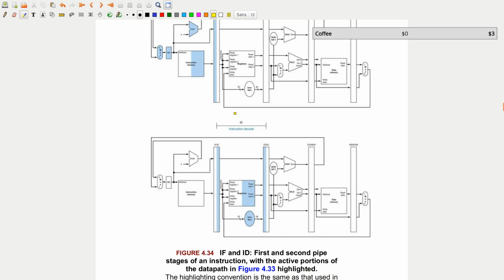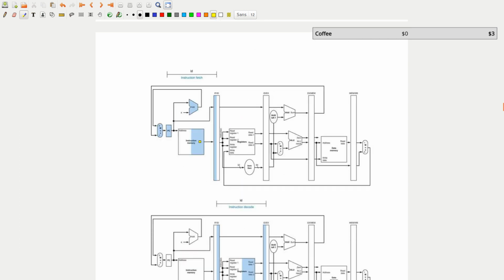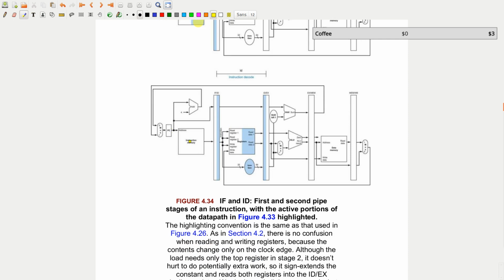So this is pretty simple. This is just saying what the active portion is in each clock cycle. In something like instruction fetch, we only really care about what's coming out of instruction memory and going into this pipeline register. Once we're in decode, what we care about is what came out of instruction memory that we split off, and then what is being read, what is being put through the registers into the instruction decode execute pipeline register.